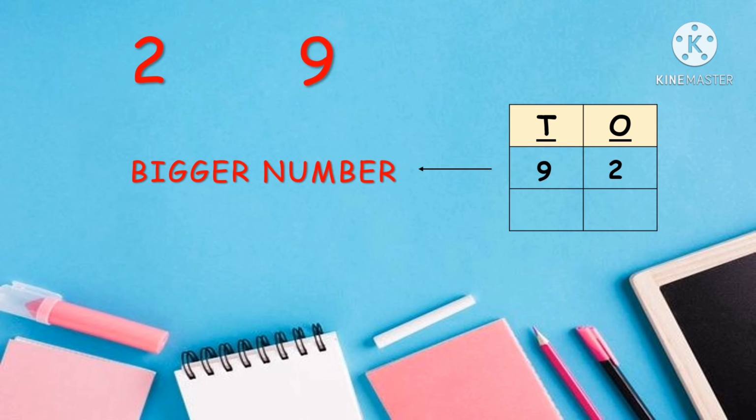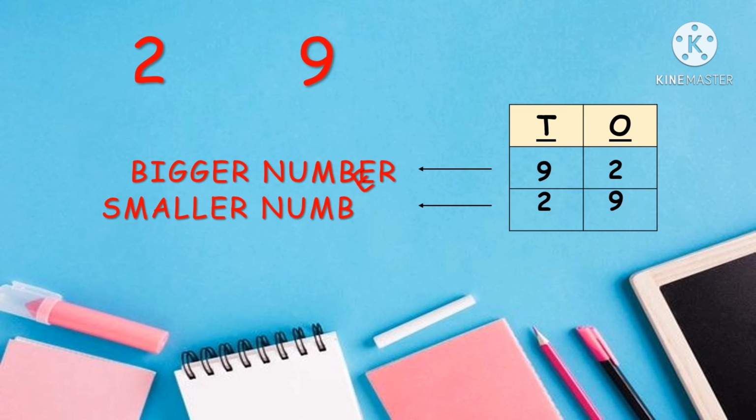Now if we have to make a smaller number, we will put the smaller number among these two in the tens place, and among these two, 2 is smaller, so we will put 2 in the tens place and the bigger number in the ones place. So 29 is the smaller number. We use the greater sign to indicate the bigger number. So 92 is bigger than 29.